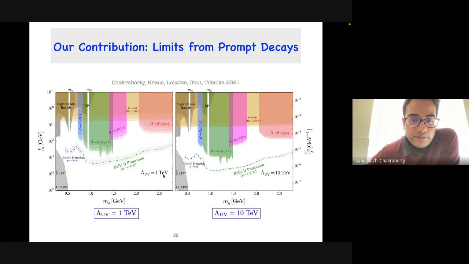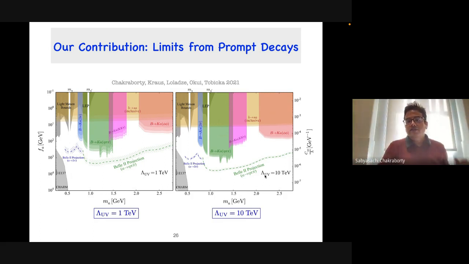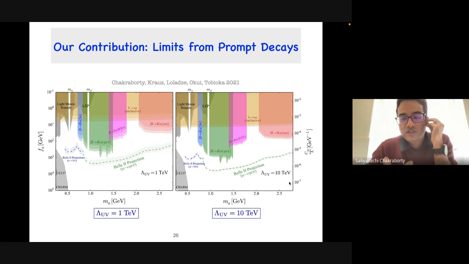This is for Lambda is 1 TeV and this is for 10 TeV. That means you start the running either from 1 TeV or 10 TeV. If you run it from 10 TeV, you get large logarithmic corrections. Therefore, the bounds are stronger.